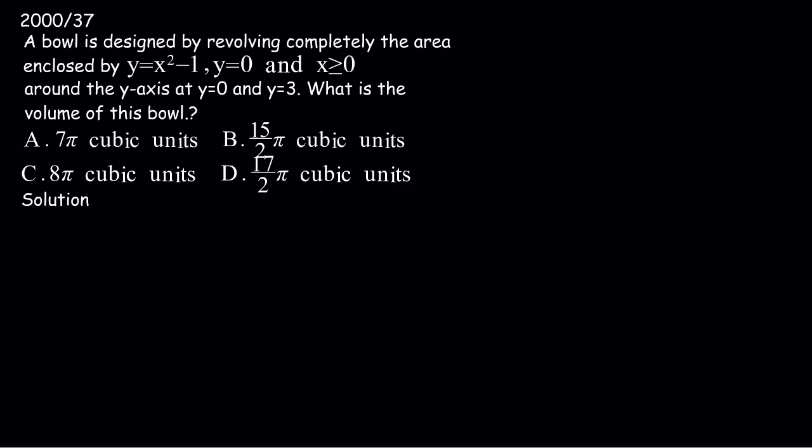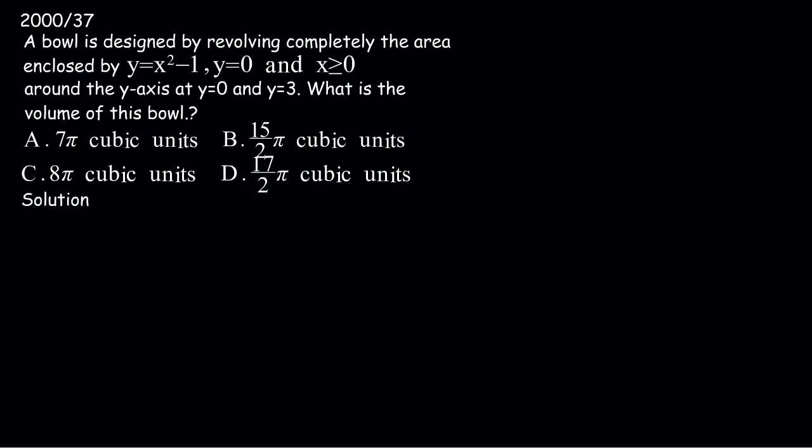We have a question from WAEC 2000 that states that a bowl is designed by revolving completely the area enclosed by y equals x squared minus 1, y equals 0, and x greater or equal to 0 around the y-axis at y equals 0 and y equals 3. What is the volume of the bowl? And we are given the options.